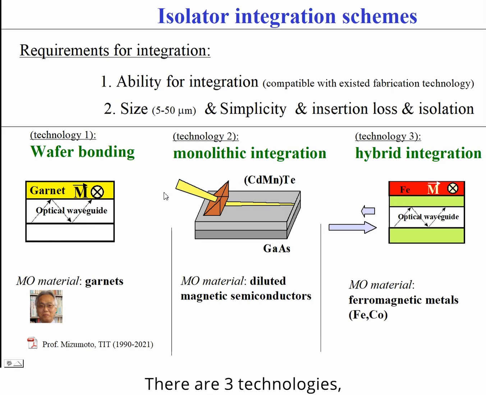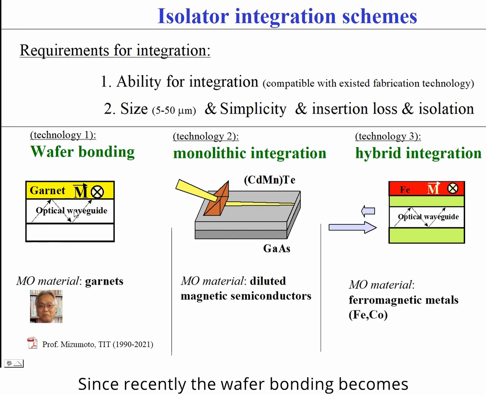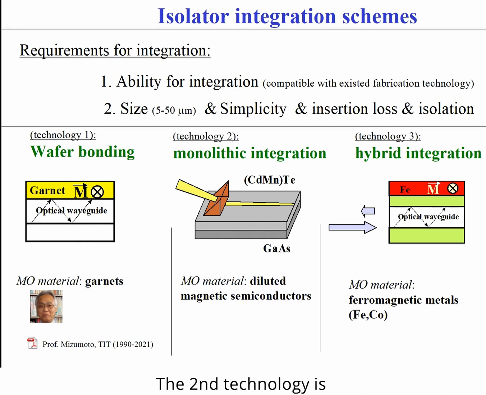Now, there are three technologies which fit those conditions. The first technology is the wafer bonding, which has been developed by Professor Mizumoto from Tokyo Institute of Technology. In this technology, the garnet and photonic circuits are fabricated separately, and next they are glued together by the wafer bonding. Since recently the wafer bonding has become a matured and robust technology, it has become the mainstream for the integrated isolator.